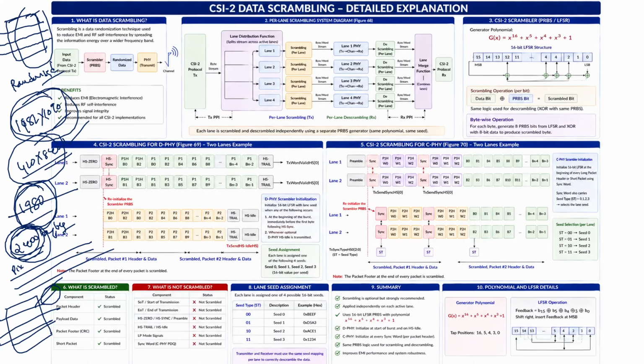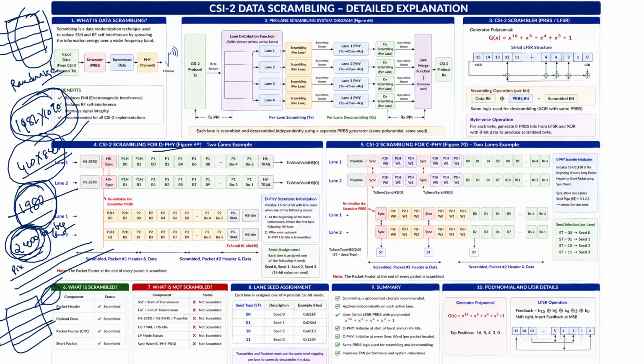Yeah. So that's why we are randomizing the data, and scrambling takes care of that. If there is any repetition of data, it will be randomized, and different data will be transferred, so that at the end it will reconstruct the whole data. Okay. Yeah.